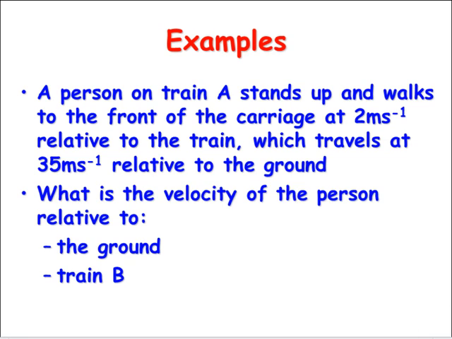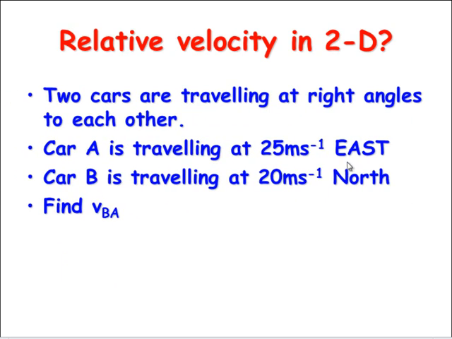So that's all good and well for simple straight line examples, but is it possible to do relative velocity in 2 dimensions? So we've got two cars, they're travelling at right angles. So car A is 25 metres per second east, car B is 20 metres per second north. Find velocity of B relative to A. So subscript BA means B relative to A. And the simple way to remember then is B will be minus the A. So just keep that order the same.